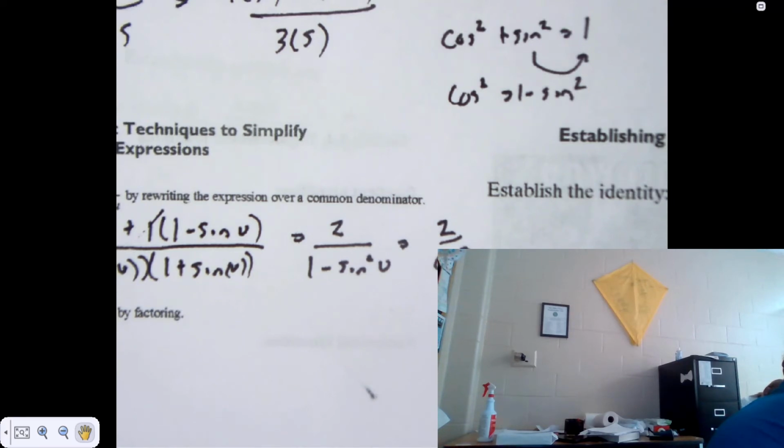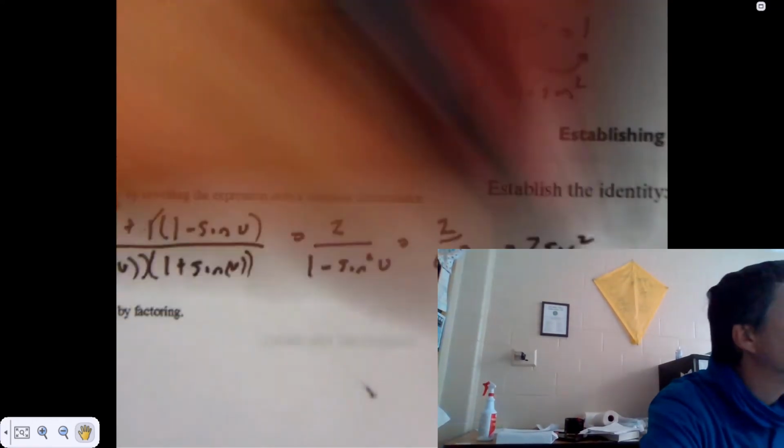Anybody got an idea? I'm telling you, it's not done. It's not actually in the identities you memorized, but there's something very, very close. Don't even worry about the 2. There is a cosine on the bottom. Secant. It's not secant, it's secant squared. And there's a 2 up top. So it's twice secant squared.